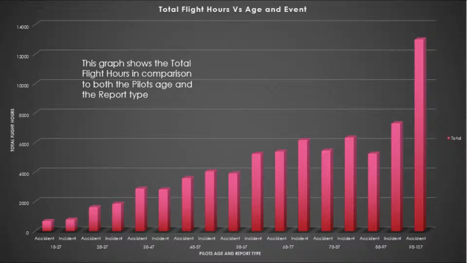When putting together all these graphs, I found this one probably the most interesting and puzzling at the same time. This takes the total flight hours and breaks it down into different report types in each age bracket. The number has a steady increase of flight hours through each age bracket. There's a natural progression. With more age, more time has been put into flight hours.